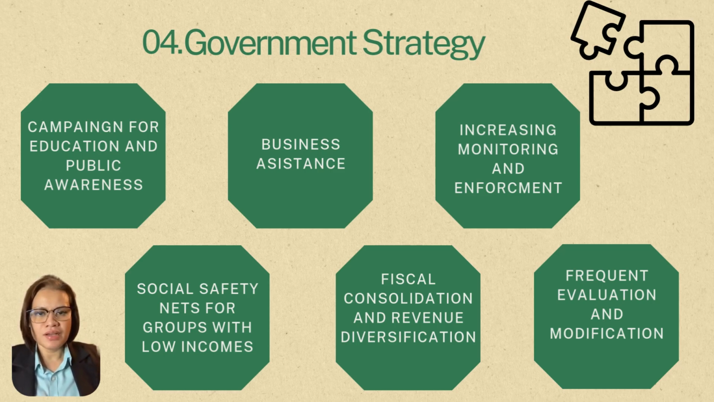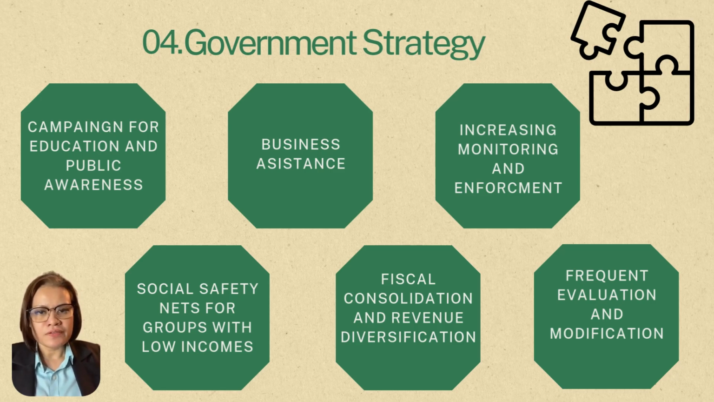Number 4, social safety net for low-income groups. The government implemented a social safety net to protect vulnerable groups from the financial impact of GST. Programs like Bantuan Rakyat Satu Malaysia, BRIM, provided direct financial aid to low-income households. Essential goods and services such as food, healthcare, and public transportation were zero-rated or GST exempt, ensuring that the basic needs of the population were not compromised.